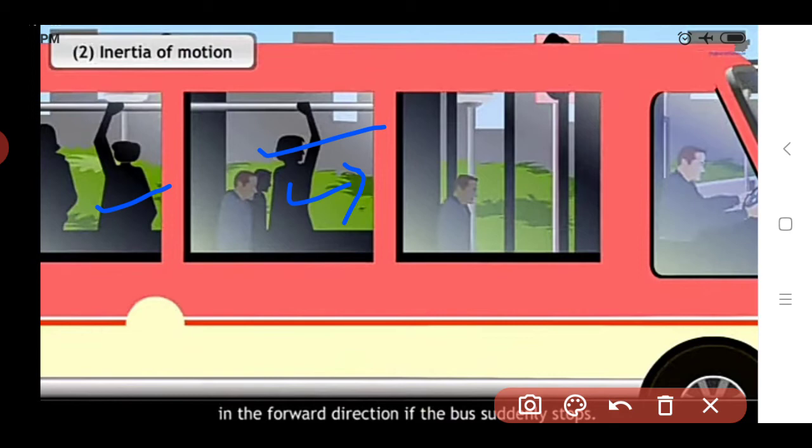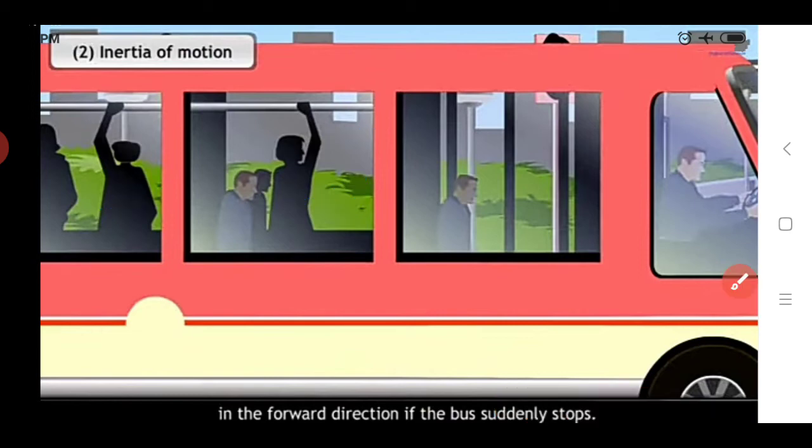Why do we get pulled toward the forward direction? Because these objects are in motion and they remain in their state of motion. When we apply a force, this inertia gets disturbed. So the inertia of an object that remains in its state of motion is called inertia of motion. Here we see two examples of the inertia of motion.